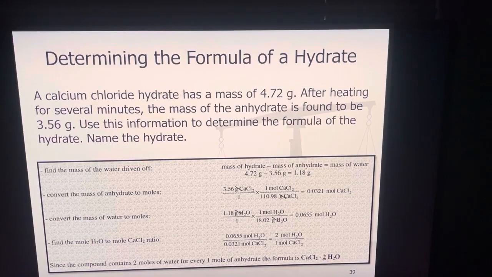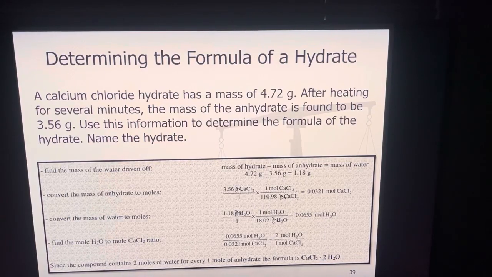Let's look at this. So calcium chloride hydrate has a mass of 4.72 grams. You've got this sample, and you massed it on the scale, and it's 4.72 grams. You heat it up for several minutes in a dish over a flame, and you get an anhydrate. That means that it's dry now. Anhydrate just means that it's dried out. And it's found to have a new mass of 3.56 grams.